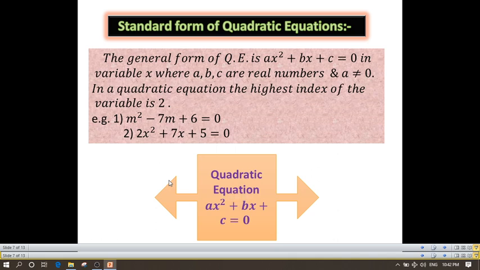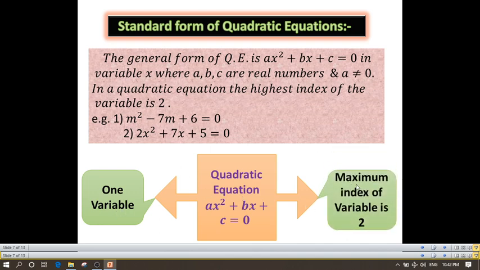So in the definition of quadratic equation, or in the definition of standard form, only two things remain. First, the variable is one variable, only one variable, and second is the maximum index of the variable is 2, where indices are whole numbers. So if we remember these two things only, we get a quadratic equation.